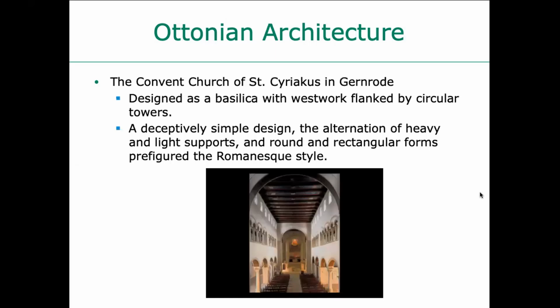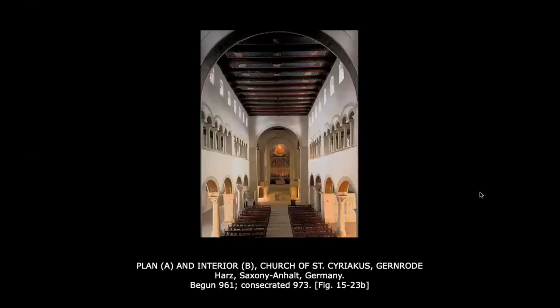churches that have survived. Now, the convent church is designed as a basilica with westwork flanked by circular towers. It's deceptively simple in design. The alternation of heavy and light supports and round and rectangular forms prefigured the Romanesque style. So this is a prefigurement of the Romanesque style, which would then come afterward. And so here we have the interior.